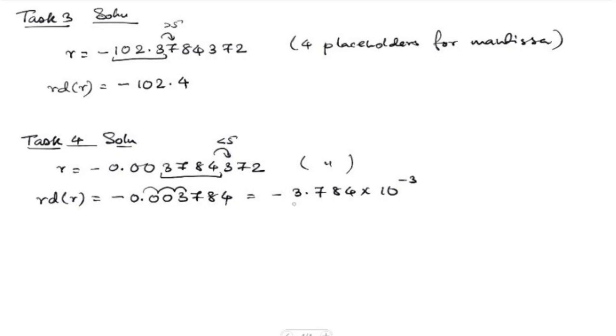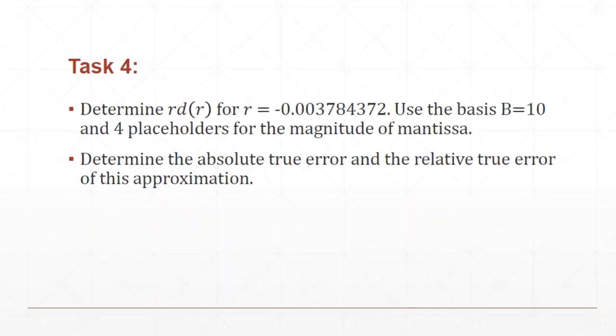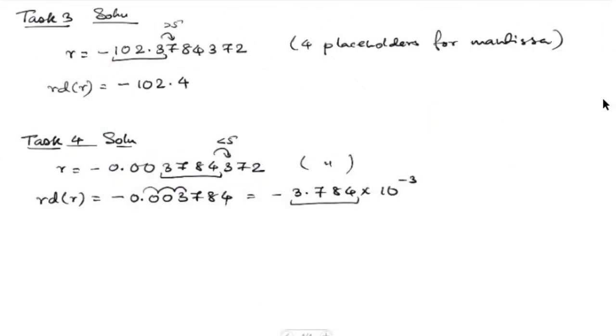So here you can see we have 4 placeholders for the mantissa, and that's how we filled it, starting from significant digits, or you can say all the values in the placeholders are significant digits. So now the next question here is to determine the absolute true error and the relative true error of this approximation. So let's work on that.